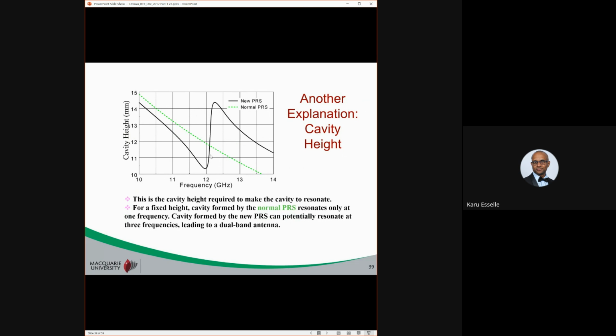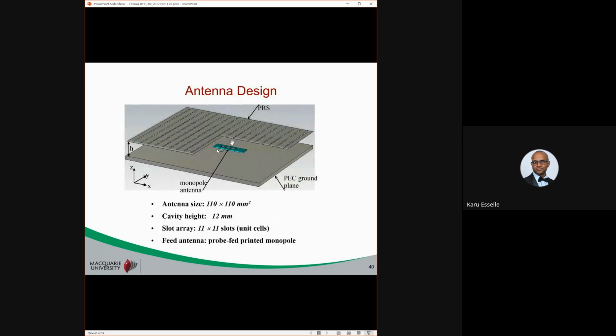Okay, so there are other ways to explain. You can read the papers, I think, because we have to move on. There are several papers we published. Some have a lot of details. So create the PRS. This is an interesting feed.